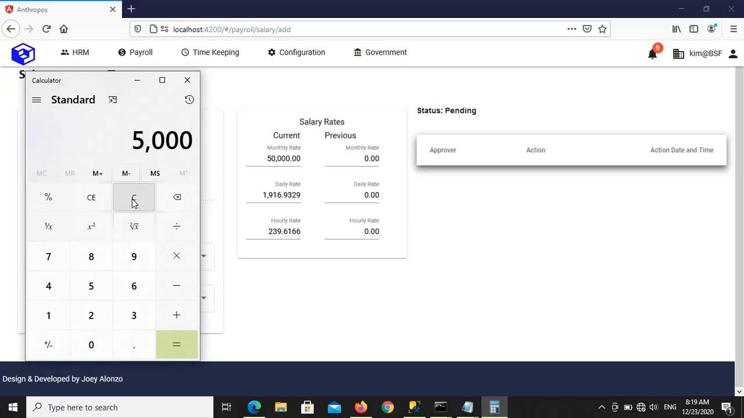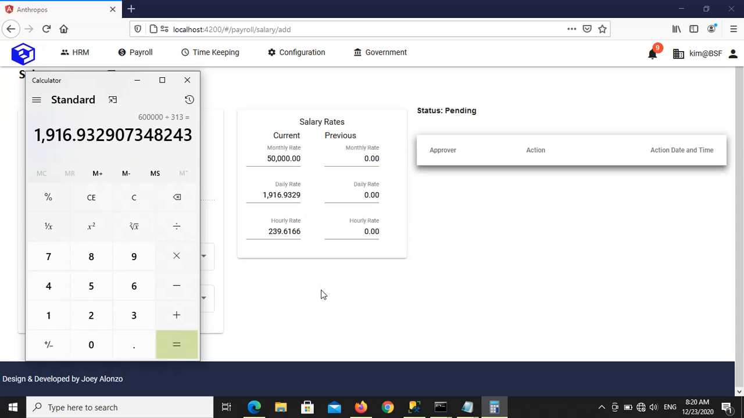50,000 times 12. This will give you the salary per year. Now to get the daily rate, all you have to do is to divide it by working days per year. In our case, it is 313. As you can see, it is 191.6932... and so on. So in HR Tech, the daily rate is rounded to 4 decimal places.